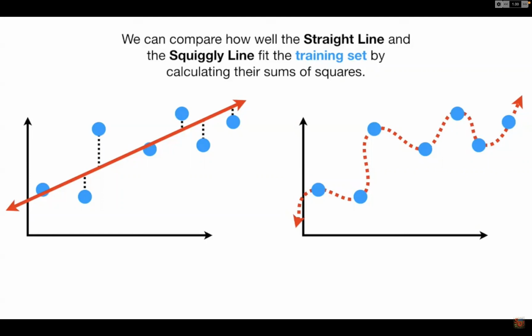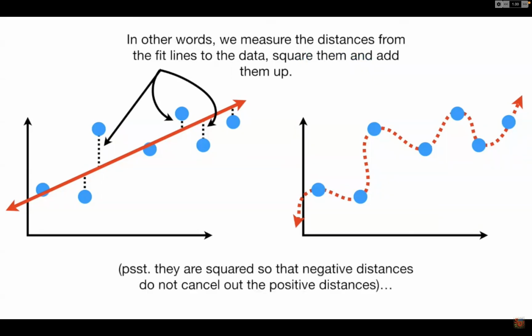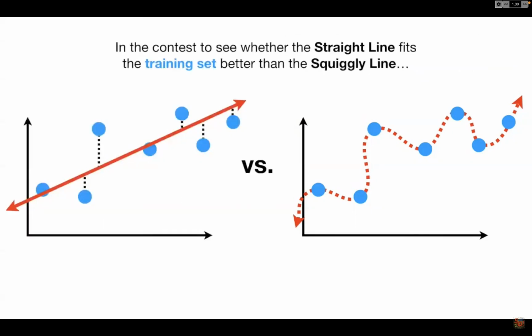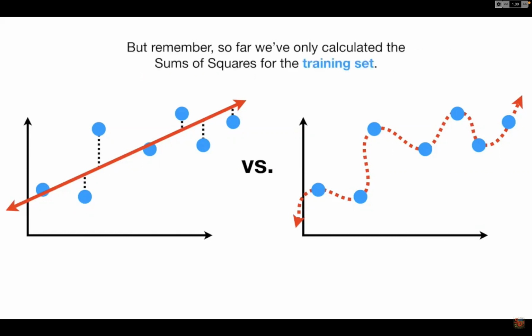We can compare how well the straight line and the squiggly line fit the training set by calculating their sums of squares. In other words, we measure the distances from the fit lines to the data, square them, and add them up. Psst! They are squared so that negative distances do not cancel out positive distances. Notice how the squiggly line fits the data so well that the distances between the line and the data are all zero. In the contest to see whether the straight line fits the training set better than the squiggly line, the squiggly line wins.